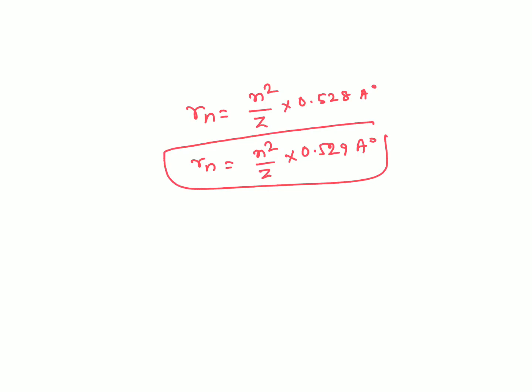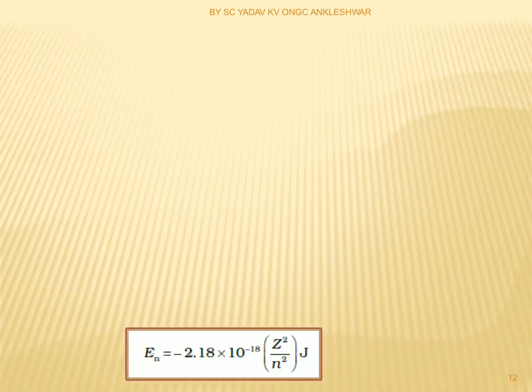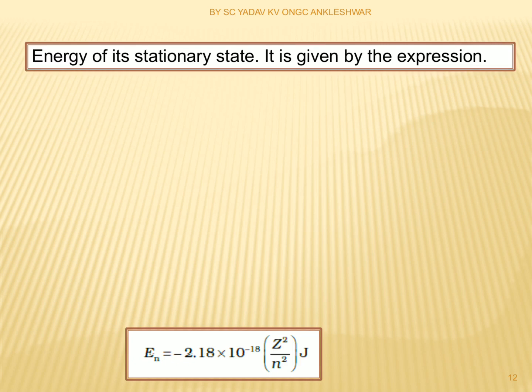So this is the general formula to get the radius of an orbit. What is that formula? Rn is equal to n square by Z into 0.529 angstrom. This is the formula used to get the radius of the nth orbit. Suppose n is equal to 3, it means you are talking about the third orbit. Z is the atomic number. Is it clear? You should remember this formula also.